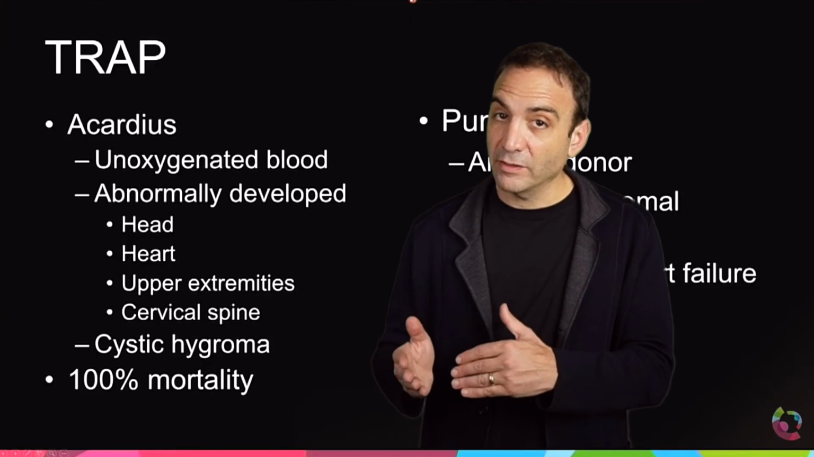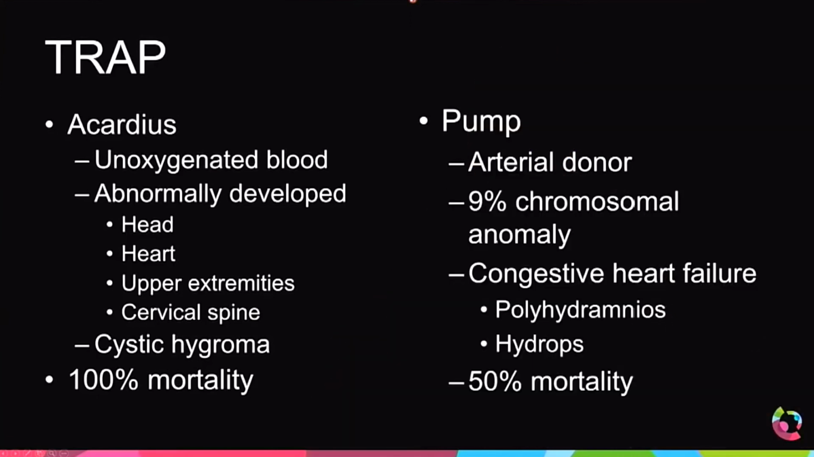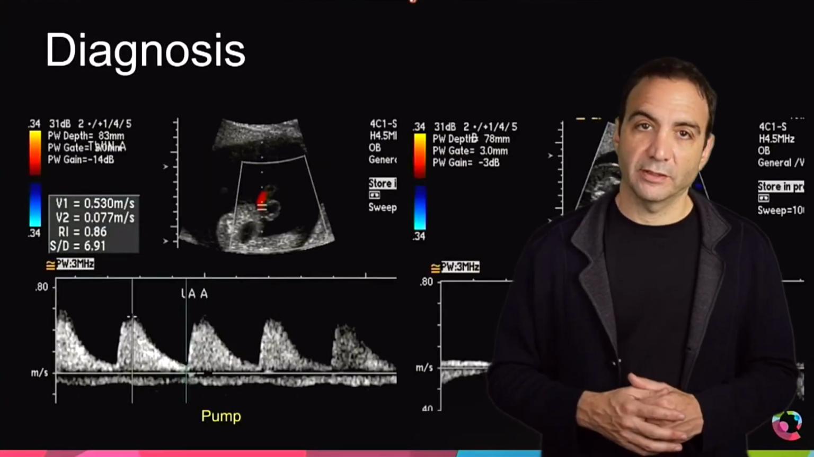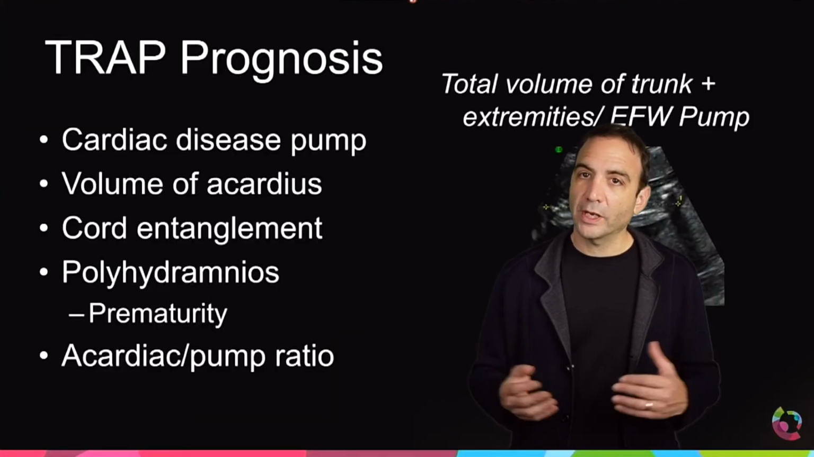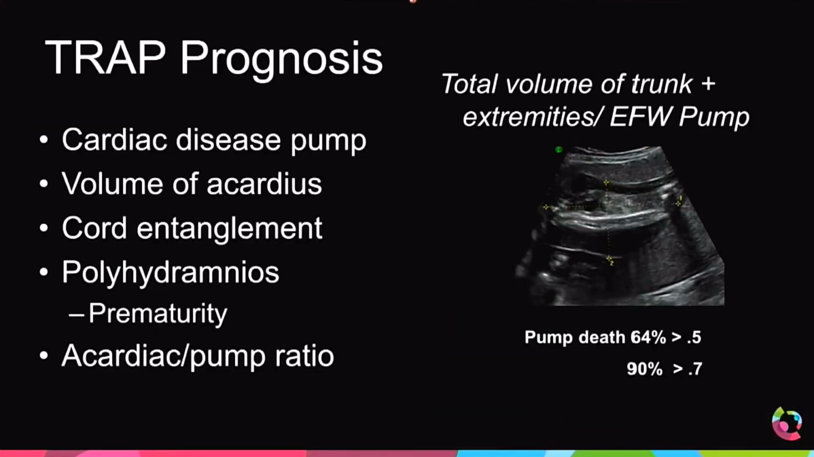On the other hand, the pump twin has been cited to have a higher risk for chromosomal abnormalities, but more importantly, they can develop congestive heart failure and have polyhydramnios and hydrops. So how do we diagnose it? Well, basically, we're going to look for differences in arterial flow. What about the prognosis? How do we decide? We can look for cardiac disease in the pump twin. We can look at the volume of the cord entanglement, which can also be a source of problems in these twins.